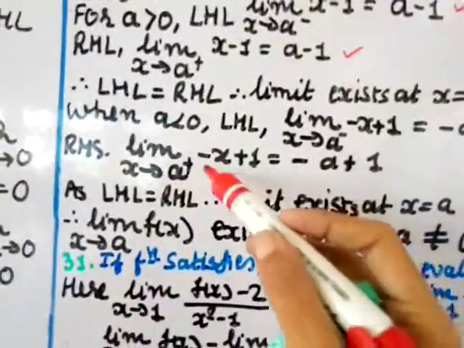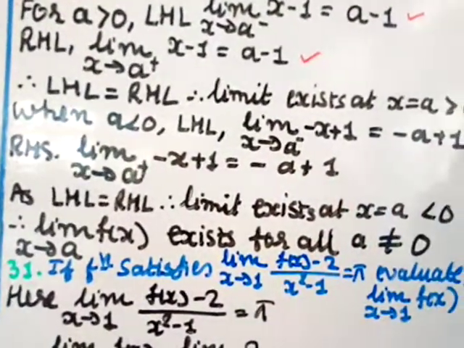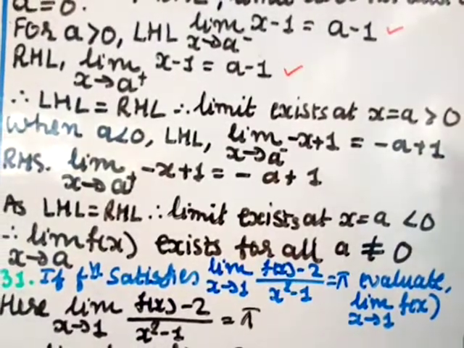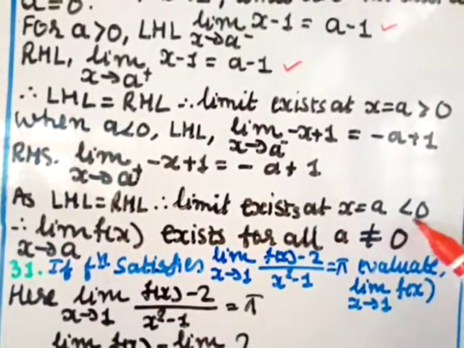So let us place the value minus x plus 1. Apply x value as a, so minus a plus 1. Again you check here that both the answers are same. Left hand limit equal to right hand limit. So that means the limit exists at x equal to a, for a less than 0.